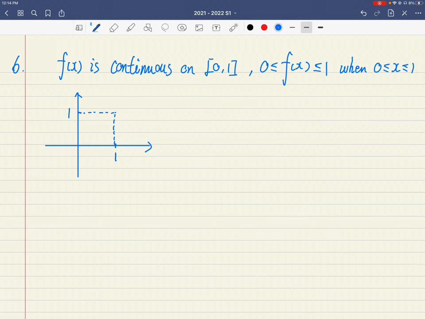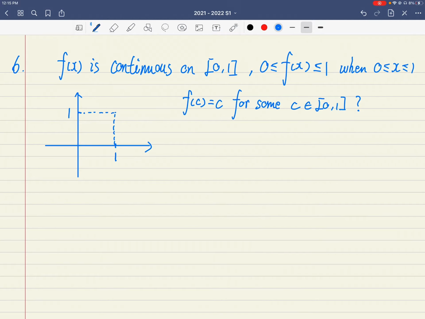So, question: is it true that f(c) is equal to c for some c between 0 and 1? Let's use a mathematical symbol: some c between 0 and 1. So clearly we are going to use IVT, right?